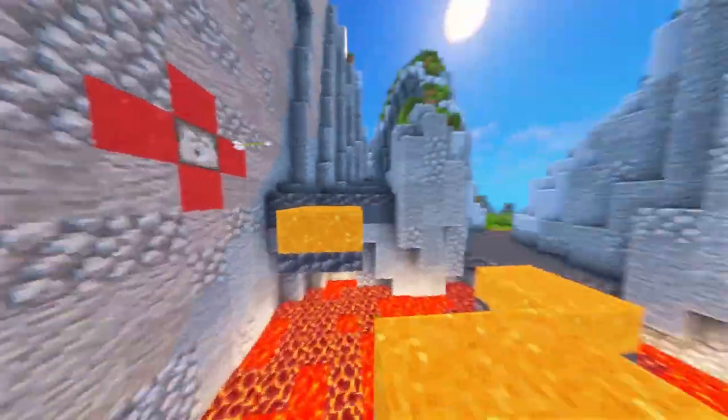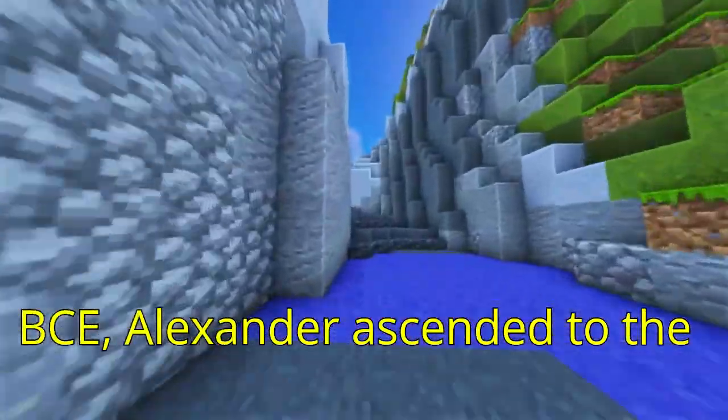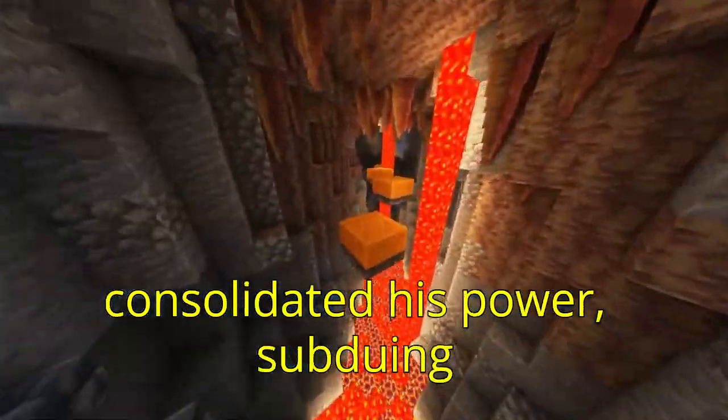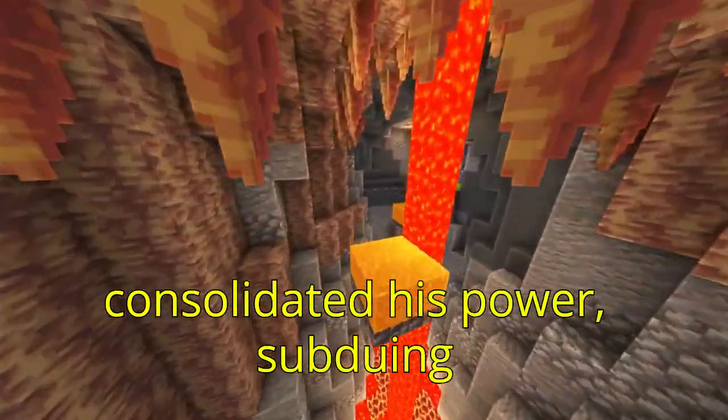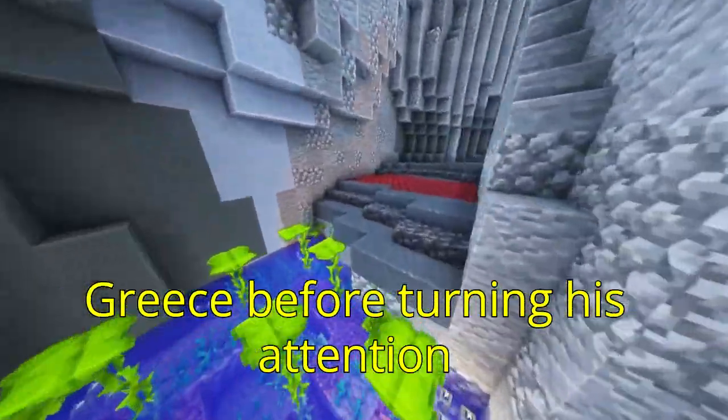Alexander's ascension. After Philip's assassination in 336 BCE, Alexander ascended to the throne at the age of 20. He quickly consolidated his power, subduing rebellions and asserting control over Greece before turning his attention eastward.